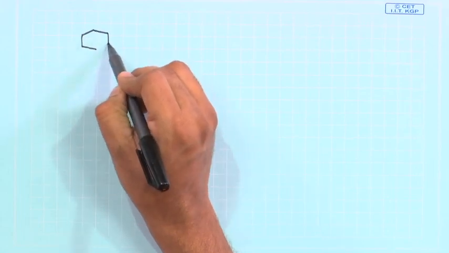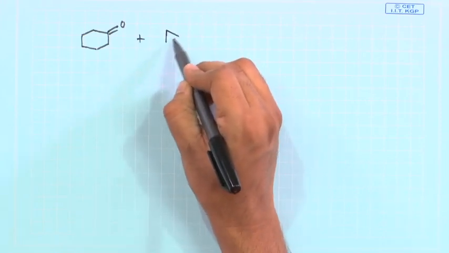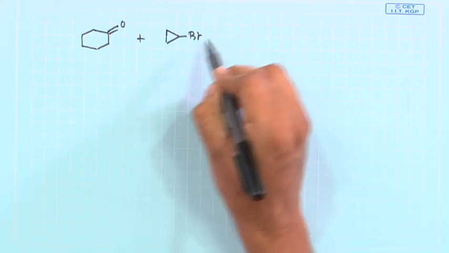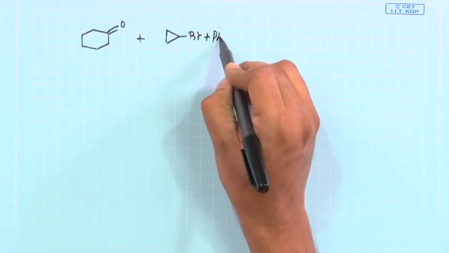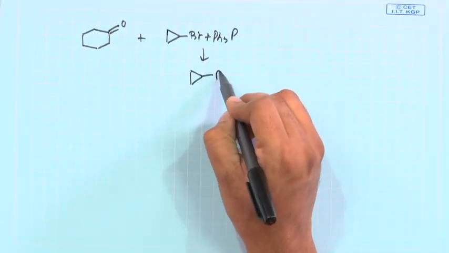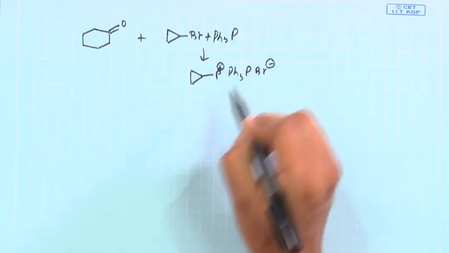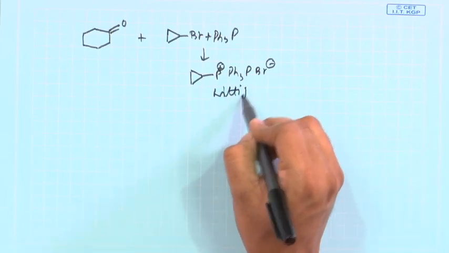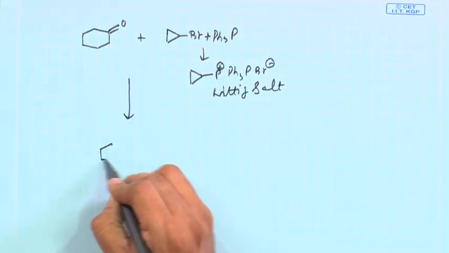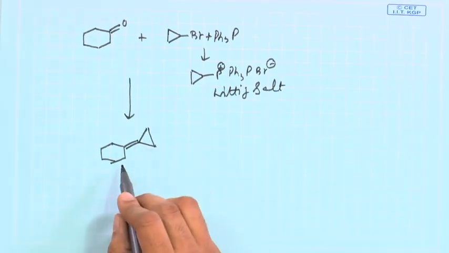As I said, if you are not familiar with this Corey-Chaykovsky reaction, you can still do it another way. You take this cyclohexyl compound and do a Wittig reaction, taking this cyclopropyl bromide and reacting it with triphenylphosphine to get the corresponding P plus Ph3 Br minus, the Wittig salt. Then you react this Wittig salt with the cyclohexanone to get the corresponding alkene. This is very simple.